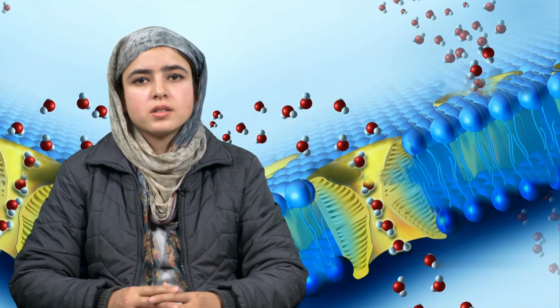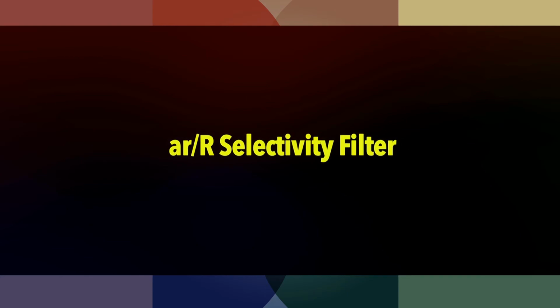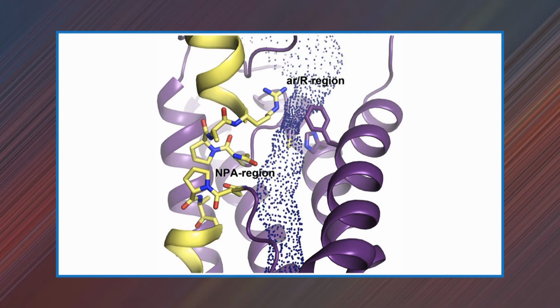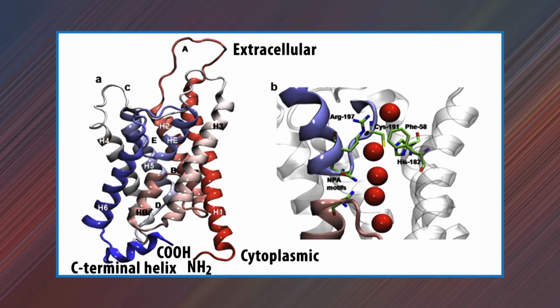Next important is the RR selectivity filter. The aromatic arginine or RR selectivity filter is a cluster of amino acids that help bind to water molecules and exclude other molecules that may try to enter the pore. It is a mechanism by which the aquaporin is able to selectively bind water molecules, hence allowing them through and preventing other molecules from entering.